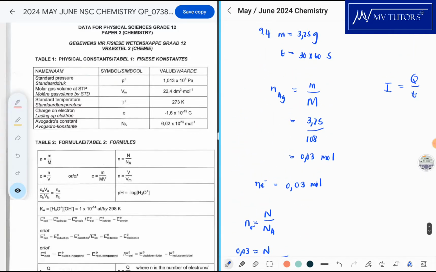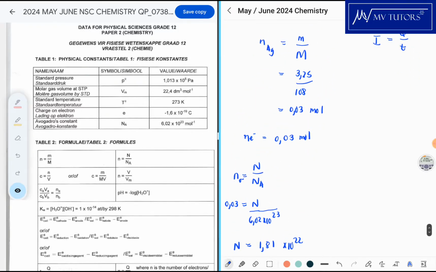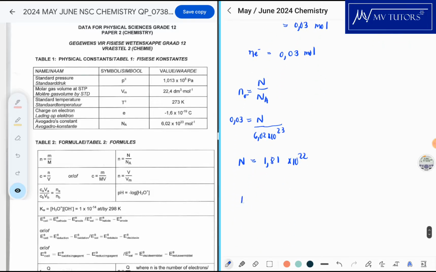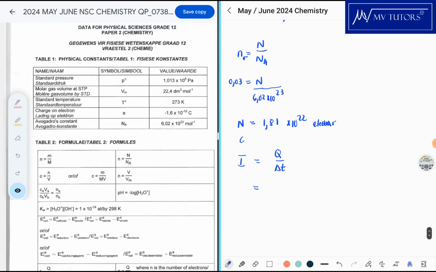Now we can get to our equation. I is equal to Q over delta T, actually, not just T. We're almost there. So we have our number of electrons. And then what are we going to do now to get our Q? Because we're not there yet. So Q is equal to that number times the charge of an electron.